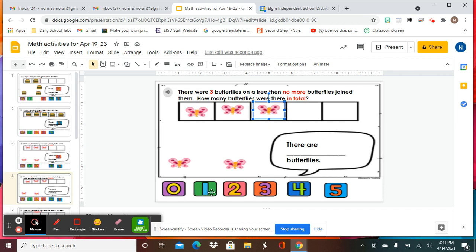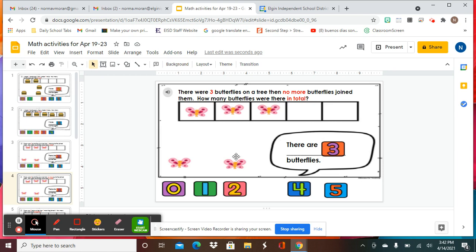Is this 3? Nope, that's 0. Is this 3? Nope, that's 1. Is this number 3? That's number 2. Is this number 3? Yep. So we're going to grab that 3 and we're going to put it right there. And so now we can read it, and it says there are 3 butterflies. So our answer is 3.